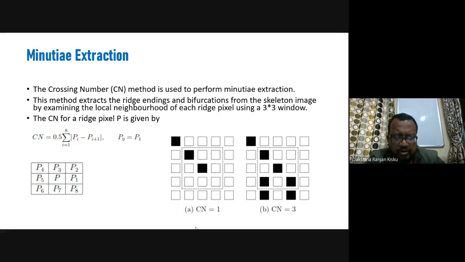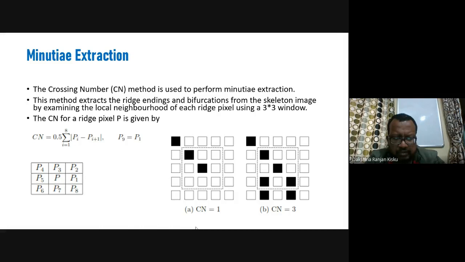So an isolated point is not a legitimate or valid minutiae point. When the crossing number is found to be 1, then this center pixel will be called a valid minutiae point. That means this center pixel will represent the ridge ending, the ending of some ridge in the skeleton fingerprint image.